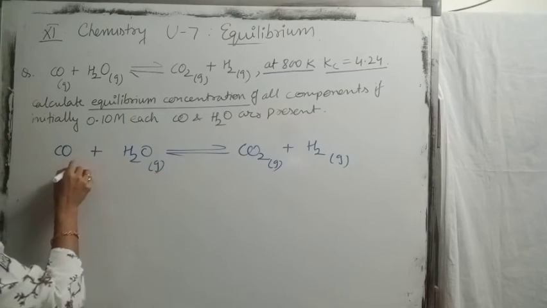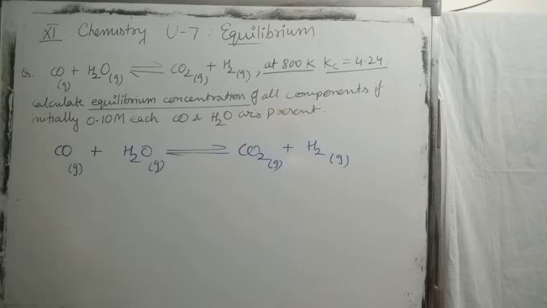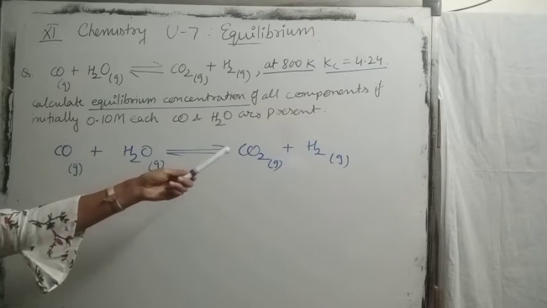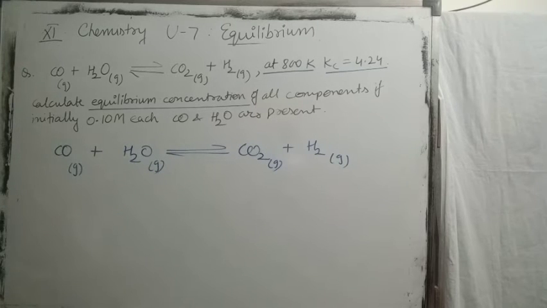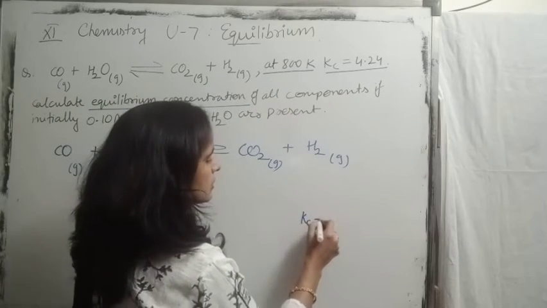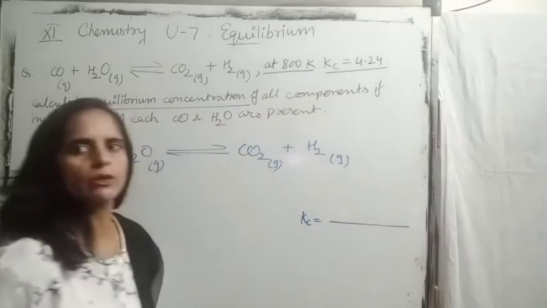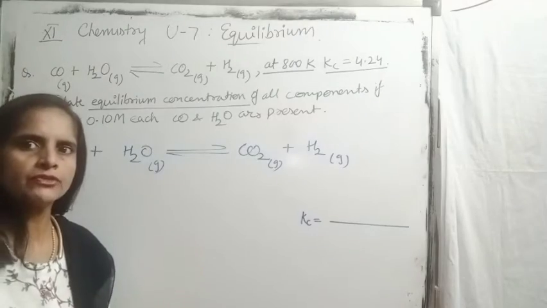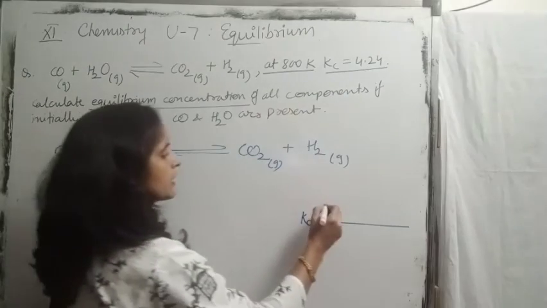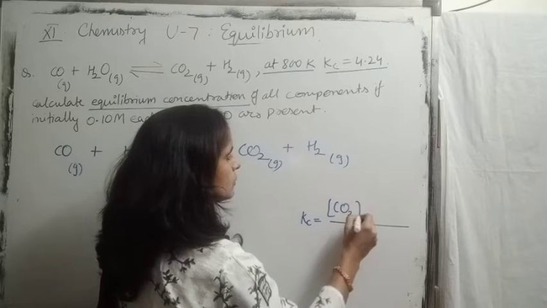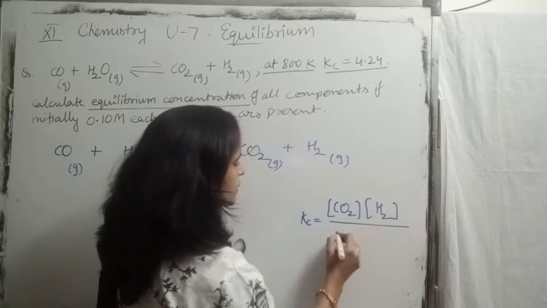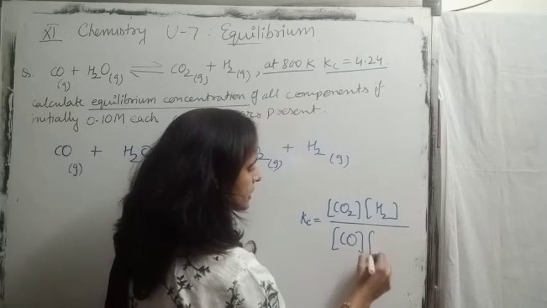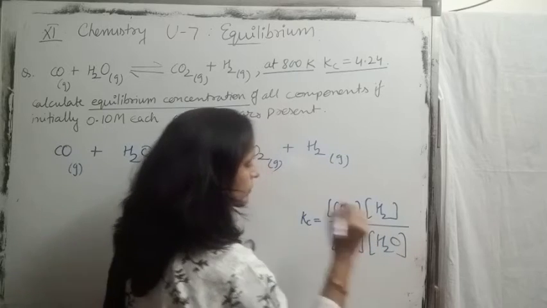all in gaseous form. Then check whether the equation is balanced or unbalanced. So just check it, it is already a balanced equation. Now write the formula of Kc for this reaction. We know Kc is the ratio of the product of molar concentrations of products to that of reactants. So that is the molar concentration of CO2 multiplied by hydrogen, divided by carbon monoxide and H2O.